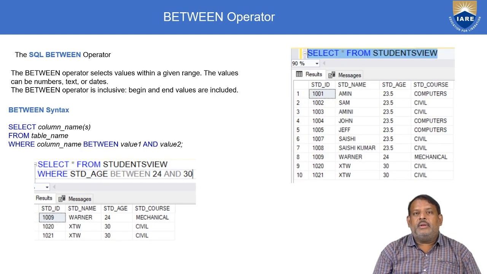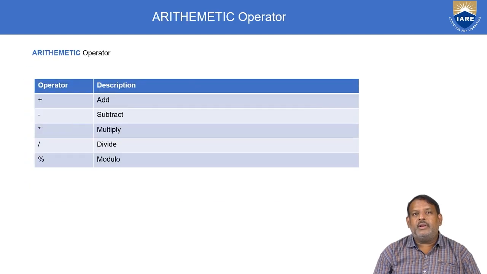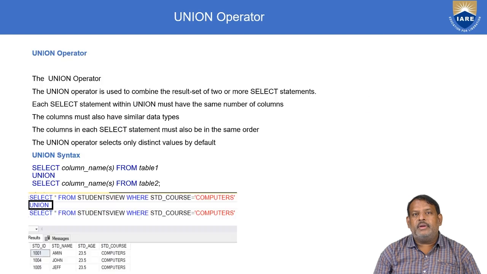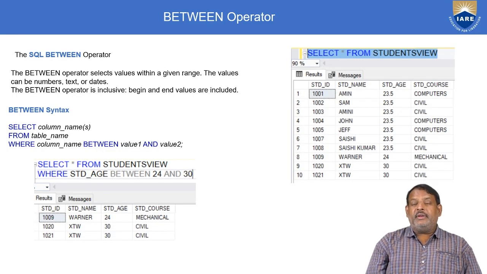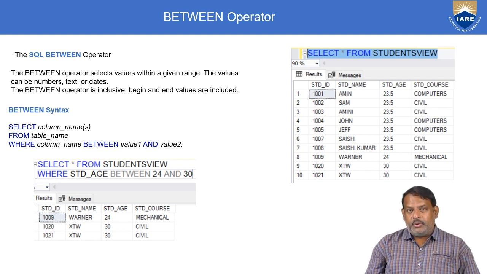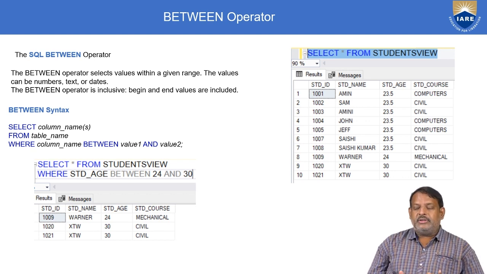Next we have the between operator. You have between, comparison, logical, arithmetic, bitwise, union. The between operator is used to search within a given range.